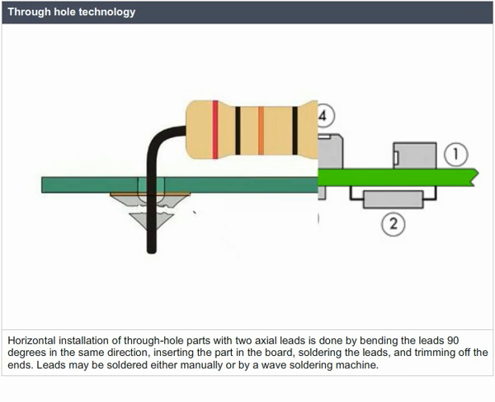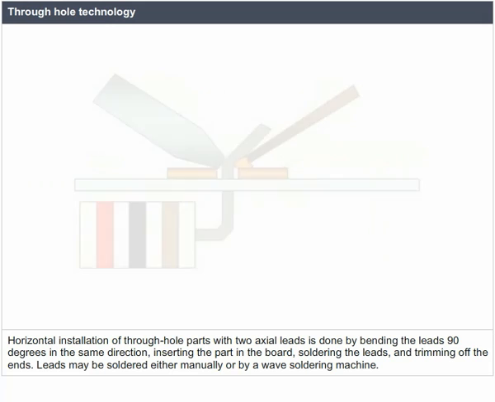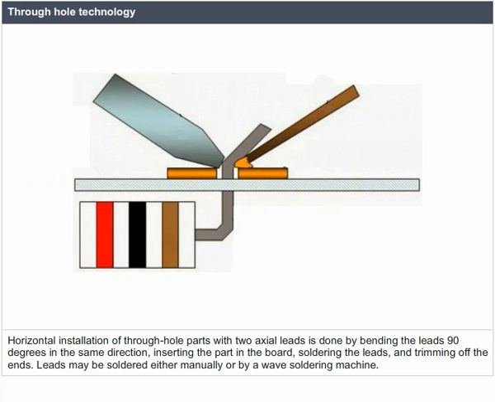Horizontal installation of through-hole parts with two axial leads is done by bending the leads 90 degrees in the same direction, inserting the part in the board, soldering the leads, and trimming off the ends. Leads may be soldered either manually or by a wave soldering machine.